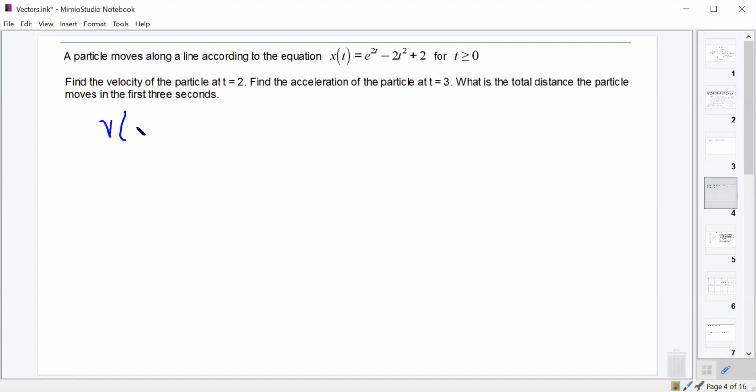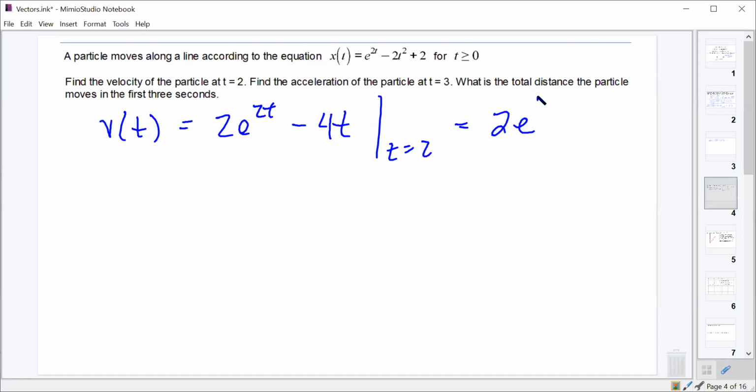So if we're looking for the velocity, what's our derivative of x of t? What's our velocity function? Derivative of e to the 2t should be 2e to the 2t, and then minus 4t. And if we're going to evaluate that at t equals 2, what does that become? It becomes 2e to the 4th minus 8.